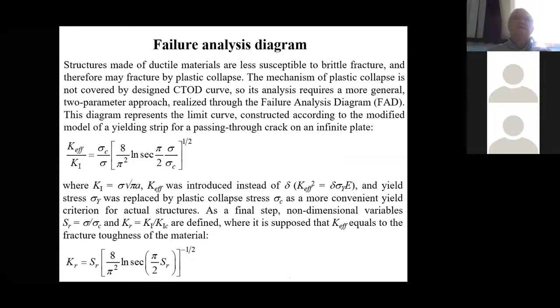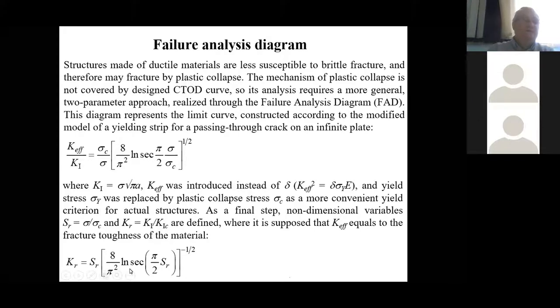So not only brittle fracture, but there is a simple engineering way to introduce plastic collapse. Plastic collapse is introduced in the so-called failure analysis diagram. And to get to that point, we need to know just two equations, expressions, which are valid for a yielding strip passing through a crack in an infinite plate, as provided by Dugdale.